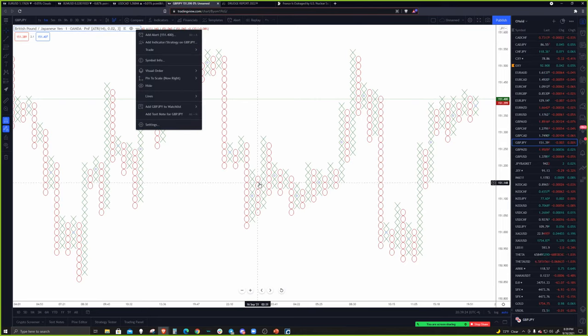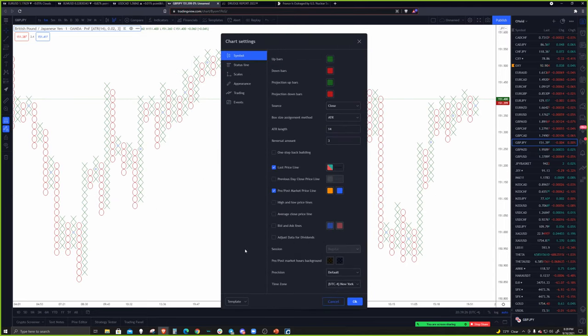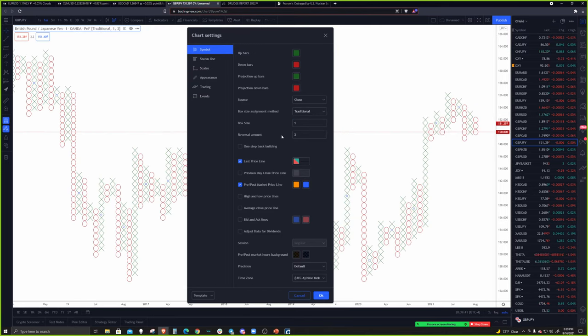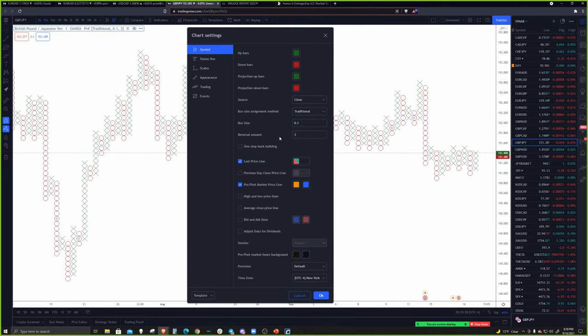Go to settings or double-click on the X's or O's. And for something like the pound yen, there's three different quote-unquote time frames, but chart styles. So you're going to want to go to symbol, box size assignment method, traditional, okay? And if we're looking at foreign currencies, like a yen pair, one pip is 0.01. 10 pips is 0.1, so I'm going to go with 0.1. So that's my box size.